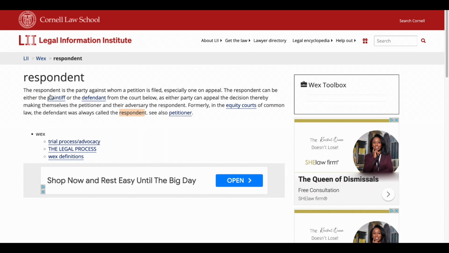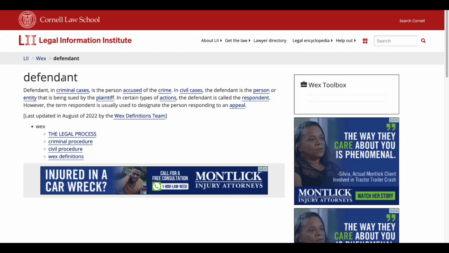So that's why I wanted to point that out to y'all: the difference between a plaintiff and defendant versus a petitioner and respondent. You're dealing with a living man and woman when you're dealing with a petitioner and a respondent, as opposed to all-caps names or legal persons with the plaintiff and the defendant. That's what I wanted to point out.